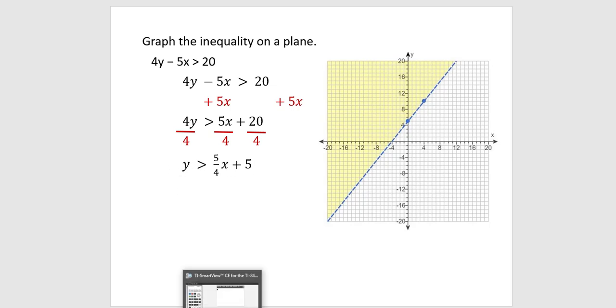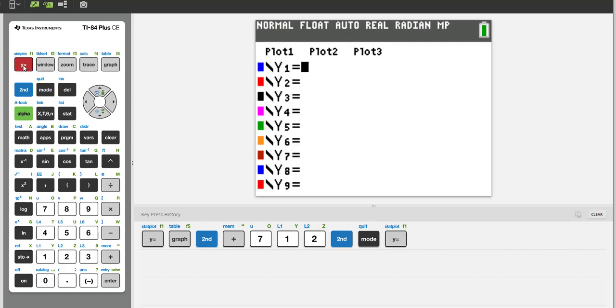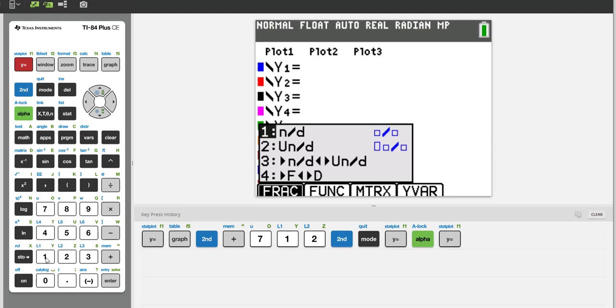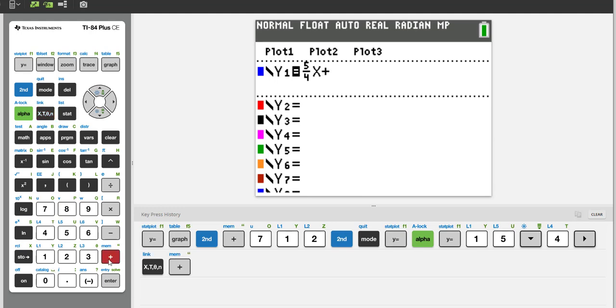To graph the linear inequality on the TI-84 calculator, press y equals. Press alpha, y equals number 1. Type in 5 and press the down arrow. Type in 4 and press the right arrow. Press the X key. Press the plus key and type in 5. Press the left arrow 10 times.